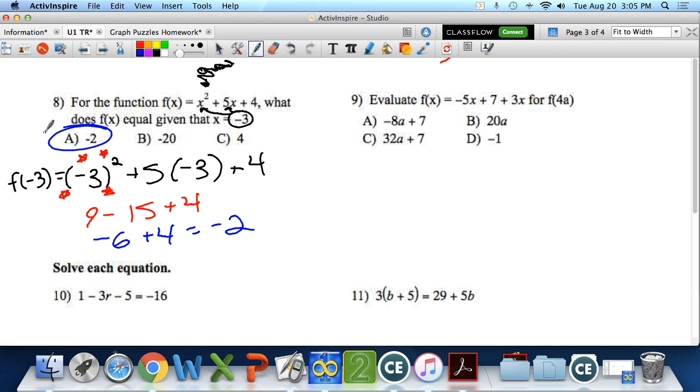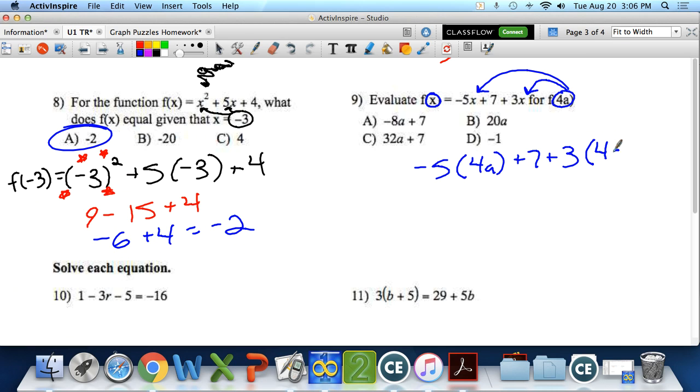Number 9 is our most difficult evaluate problem, because instead of just dealing with numbers like plugging in 2's and -3's, we're plugging a 4a in everywhere we had an x, and there are 2 places. So we had -5, that's just part of the equation. Instead of x, we now have 4a. Plus 7, plus 3, nothing changed there. But instead of that x, we now have 4a. And that is, again, just to be technical, the function evaluated at 4a.